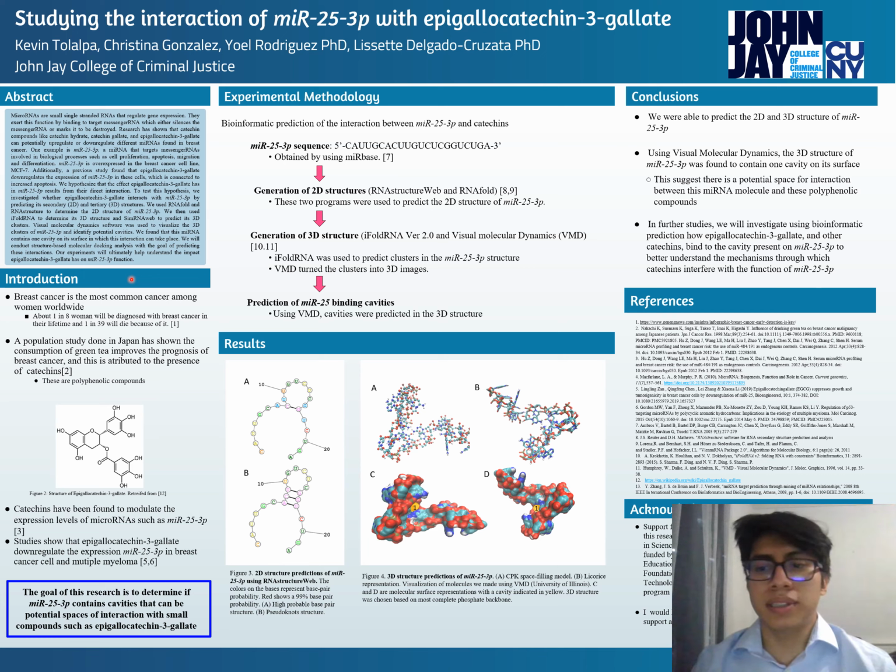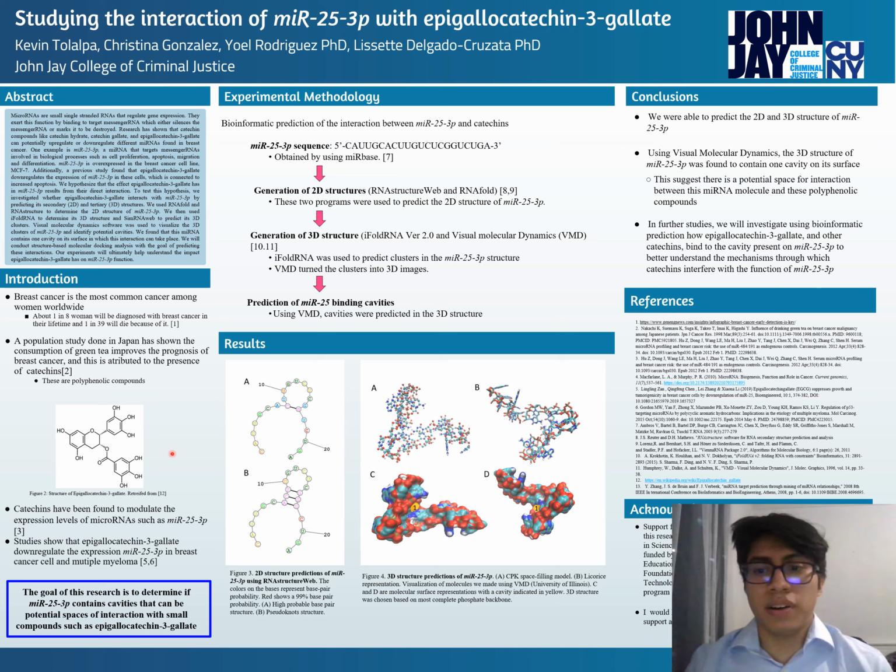About 1 in 8 women will be diagnosed with breast cancer in their lifetime, and 1 in 39 will die because of it. A population study in Japan has shown that the consumption of green tea improves the prognosis of breast cancer, and this was attributed to the presence of polyphenolic compounds called catechins in this beverage. An example of a catechin compound is epigallocatechin 3 gallate, and here we can see a structure of it.